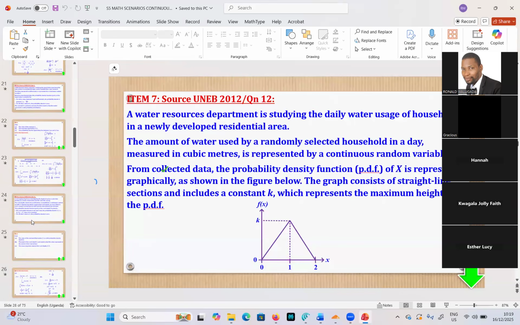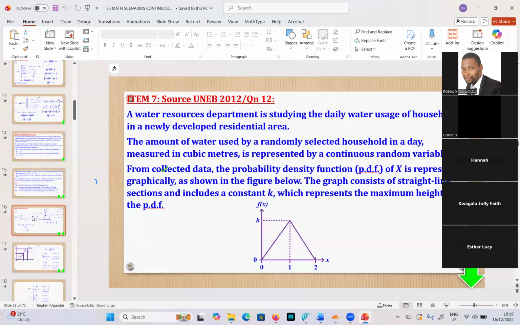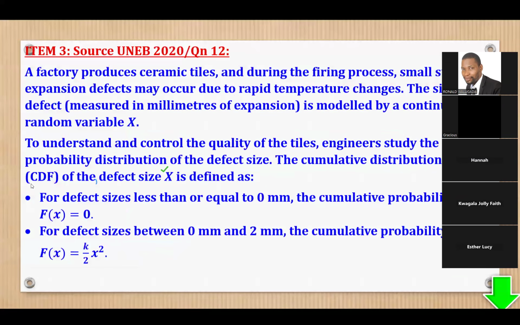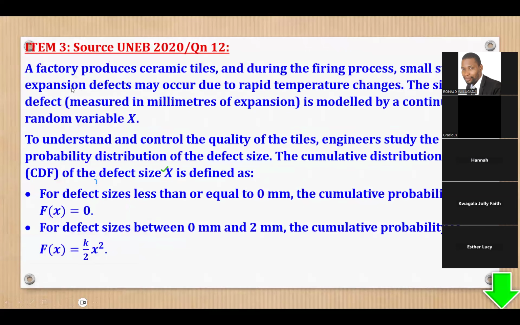Okay, since this one involves sketching, let's also try to do it. Let's try to do this item 3. The good thing with this item 3, they already gave you the equations.